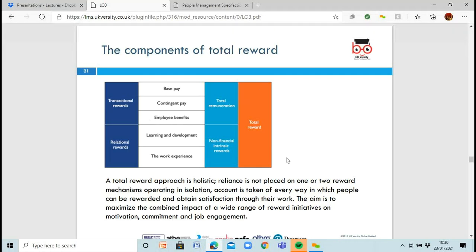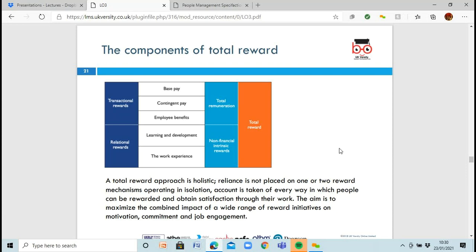So a total reward approach is holistic. Holistic is when you're looking at everything around you. It's everything involved. So reliance is not placed on one or two reward mechanisms operating in isolation. It's actually rewarded throughout everything together. So this is where people can be rewarded and they're actually obtaining their own satisfaction throughout the work. So there's job satisfaction. They're happy to be there.